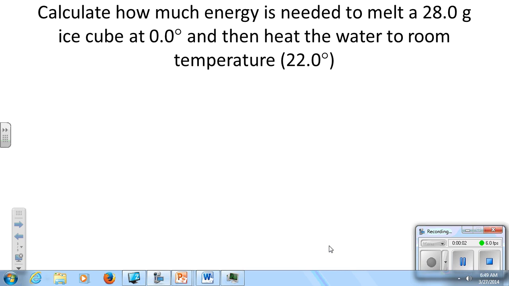In this video, we're going to do another calculation with changes of state. In this case, of water, we're going to take ice and melt it. So this problem, which is number 5 on the worksheet, says calculate how much energy is needed to melt a 28-gram ice cube at 0 degrees Celsius and then heat the water to room temperature, which we'll call 22 degrees Celsius.